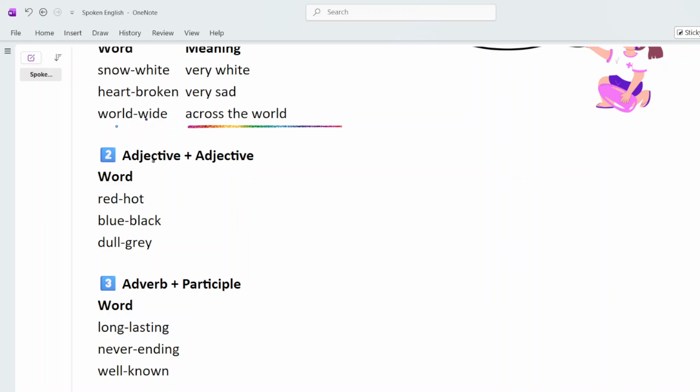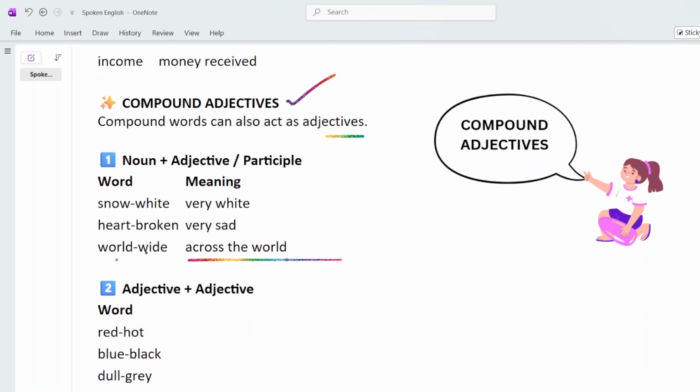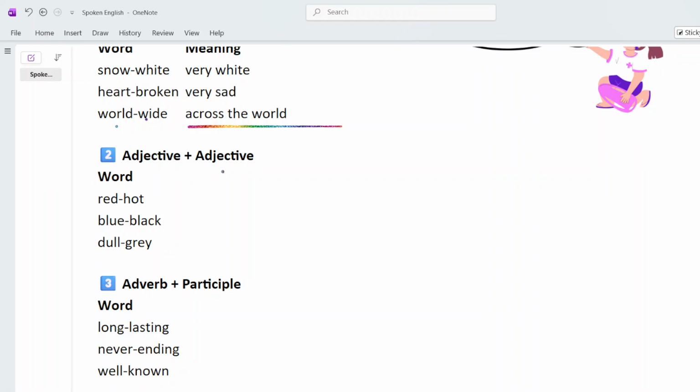Let's look at the second type under the compound adjectives part. Adjective plus adjective. What do you mean adjective plus adjective? Both qualities together, that's it. Nothing to really break your heads about. It's just both qualities coming together. Okay, like red hot, blue black, dull gray, right? Two qualities coming together and forming something really interesting here, guys.